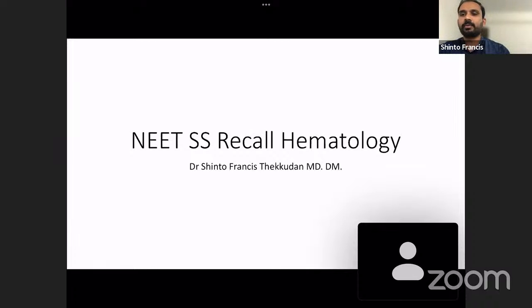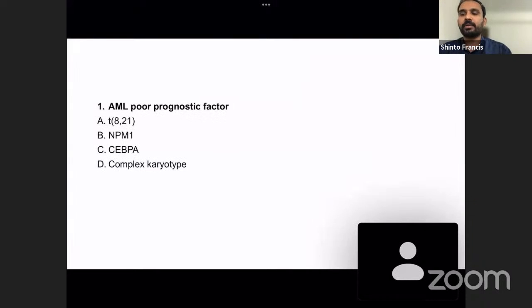Hi, students. So this is the recall for the hematology. So I will start without any delay. There were around 14-15 questions in hematology related also. So I think the major other specialties have already been discussed or are being discussed today in coming sessions. So I'll brush upon the hematology related or core hematology questions.